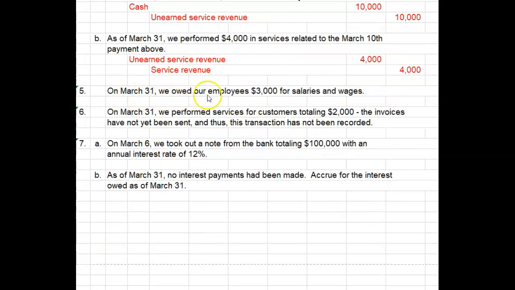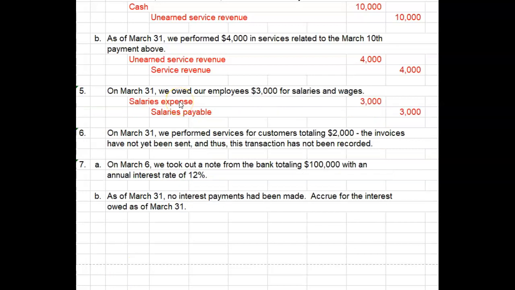On March 31st, we owed our employees $3,000 for salaries and wages. So our employees worked for us through the end of March, but we have not yet paid them $3,000 for the work they did. We need to pay them, but we might not get them paid until about the 3rd or 4th of April. So we need to accrue the salaries expense and record the liability that we owe our employees $3,000.